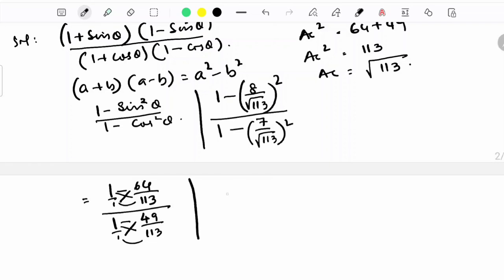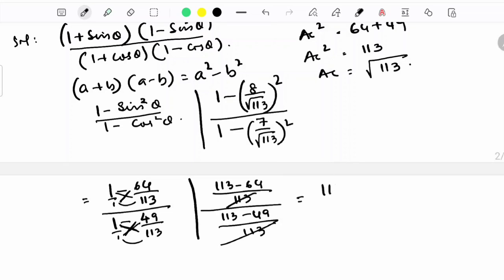So we will be getting this as 113 into 1 is 113 minus 64 divided by 113, and the whole is divided by now 113 into 1 will be 113 minus 1 into 49 is 49 divided by 113. So this 113 gets cancelled. We are left with 113 minus 64 divided by 113 minus 49.